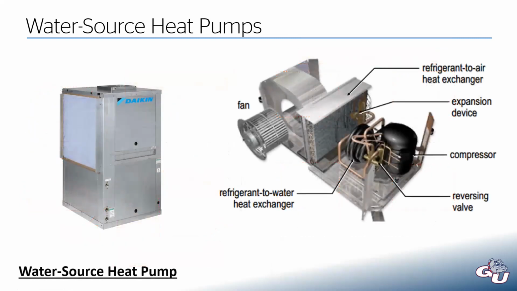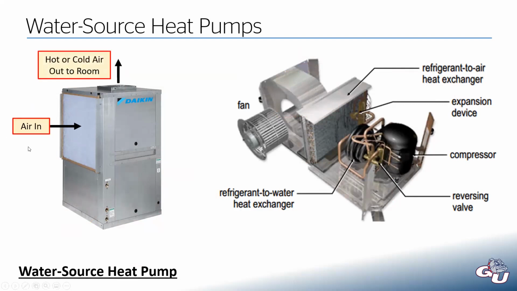A water source heat pump, this is what it would look like out in the wild, and then somewhat of an exploded view on the right. So we're going to bring in our air into the unit. You can see we have a filter right here. We always want to filter our air coming into the unit so that we can protect the coils that are in the heat pump or the air handler and just collect all that dust before it collects on the coil itself. And then out the top of this thing, we're going to have either hot or cold air that we're going to send out into the room.